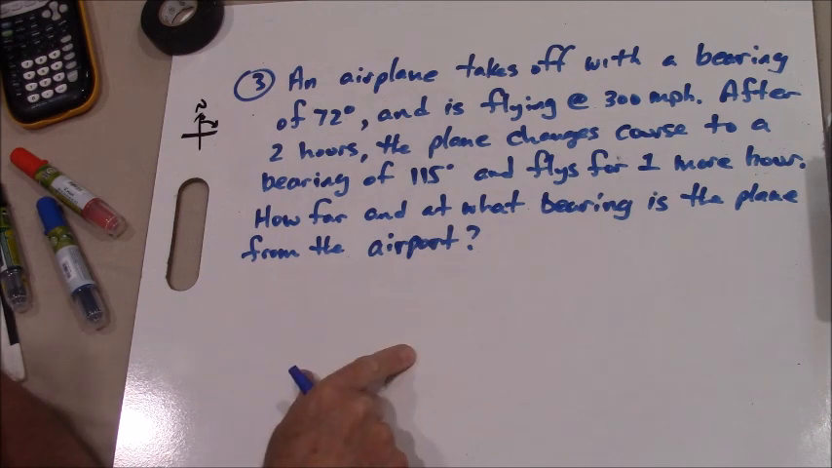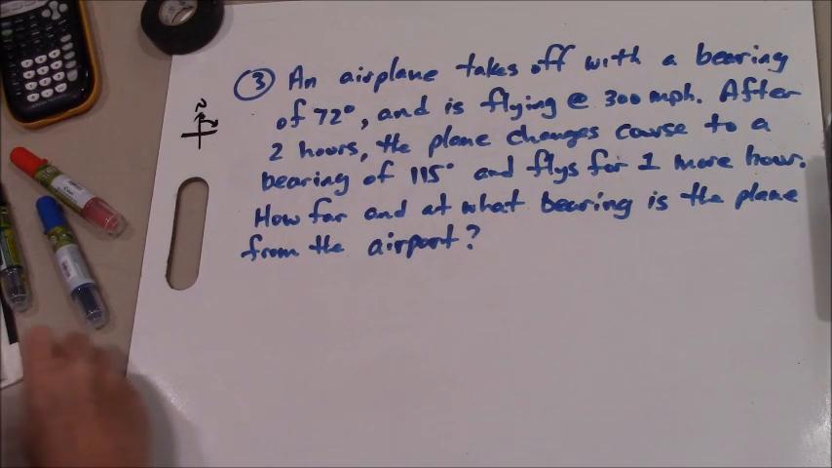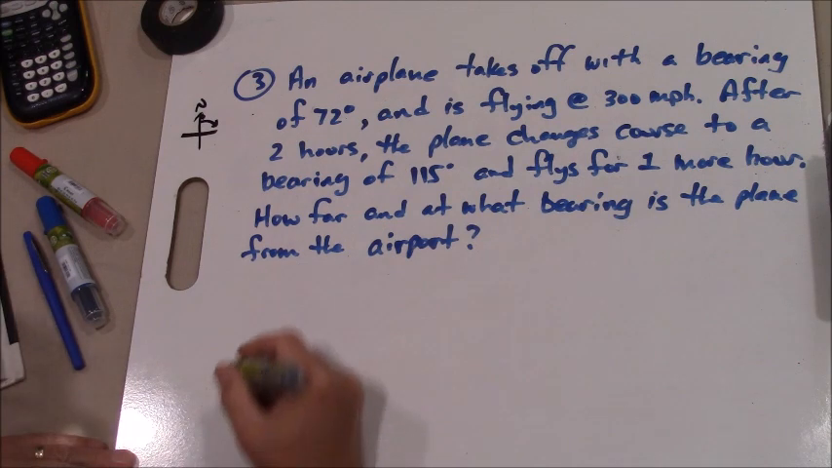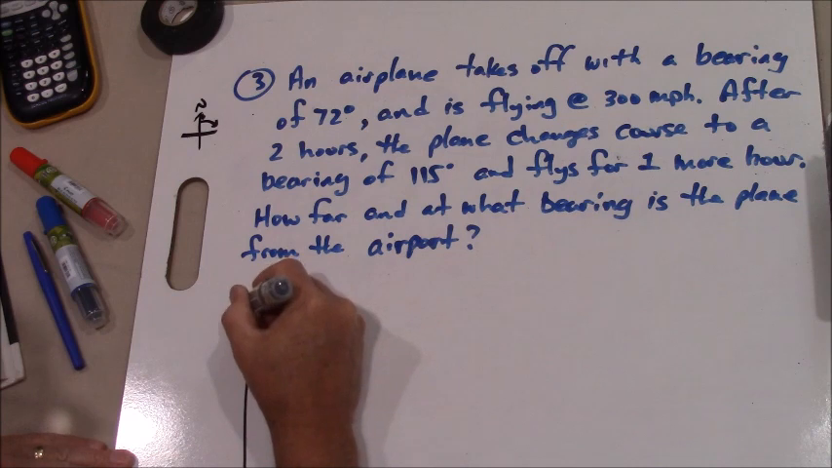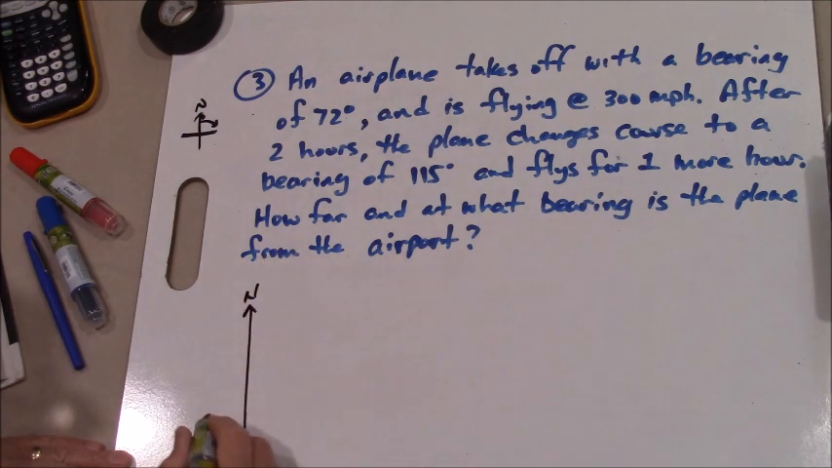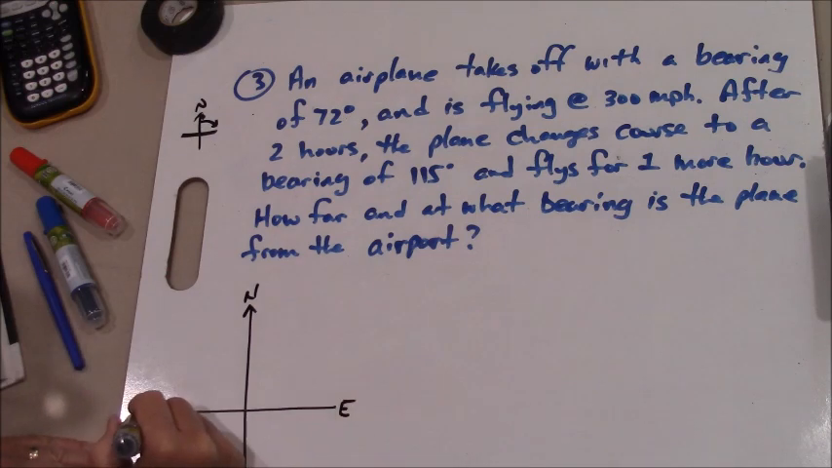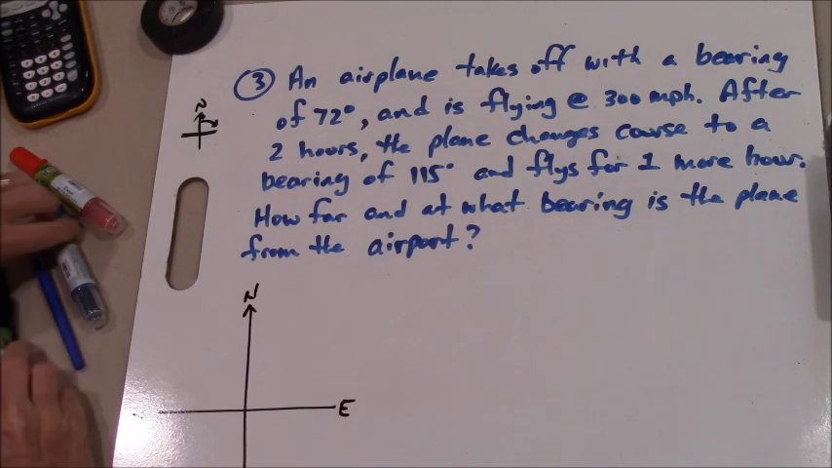So let's just start with a picture. You guys go ahead and draw a picture of what this looks like. Before we do any work, make sure we have a good picture, and then we'll go from there. All right, so what I'm going to do is draw a compass here. This is north. This is my east-west line. And this is our airport.